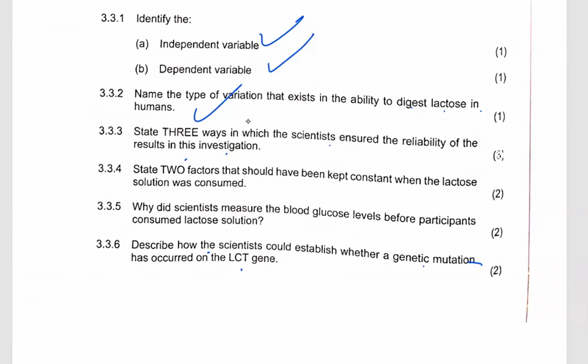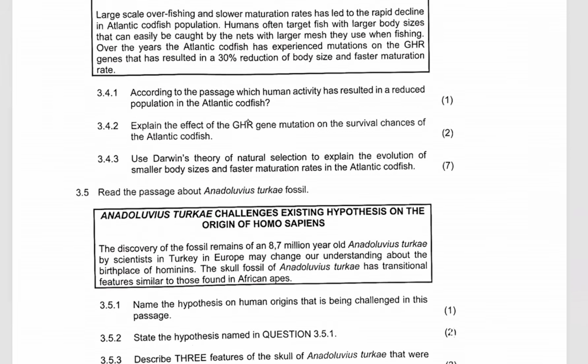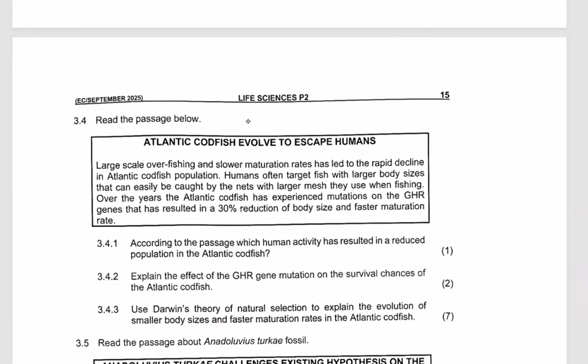So they have to first identify the one which is tolerant and the one which is intolerant, and then after that, they must compare. And then they see that, oh, the one which is intolerant, maybe the mutation occurred. If there is a difference, then automatically it shows that there was a change in the sequence of the gene, which means that it was a mutation. Then we go to the next question.